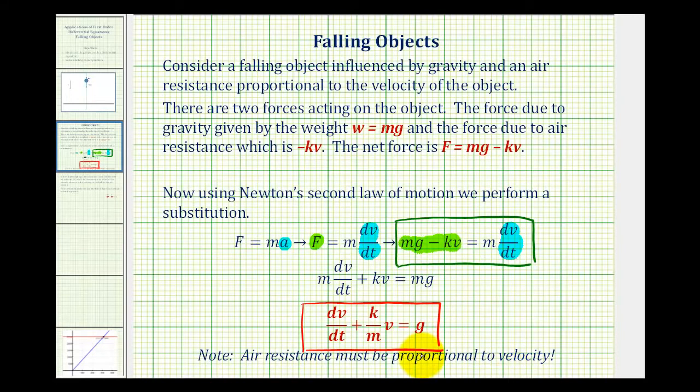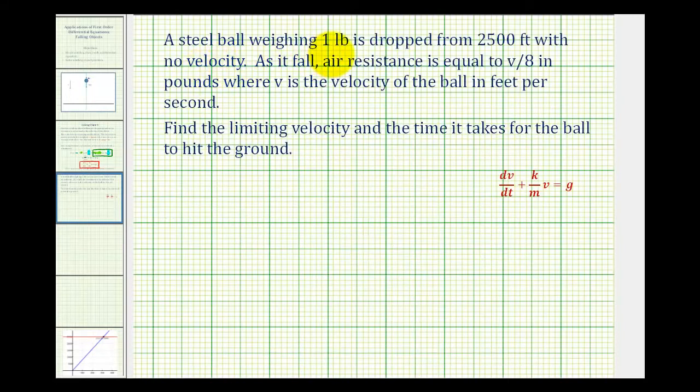Now let's take a look at our example. A steel ball weighing 1 pound is dropped from 2,500 feet with no velocity. As it falls, air resistance is equal to v divided by 8, or 1/8 times v, in pounds, where v is the velocity of the ball in feet per second. We want to find the limiting velocity and the time it takes for the ball to hit the ground.